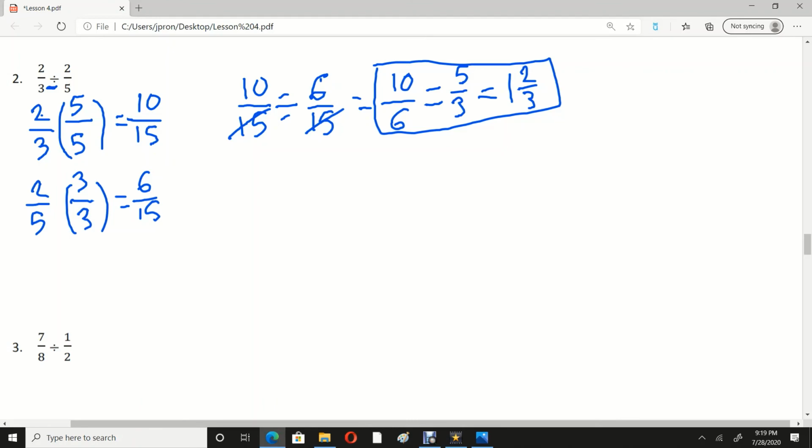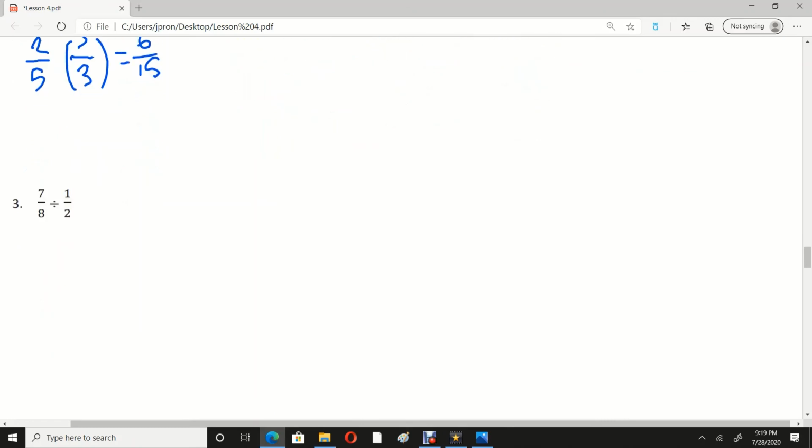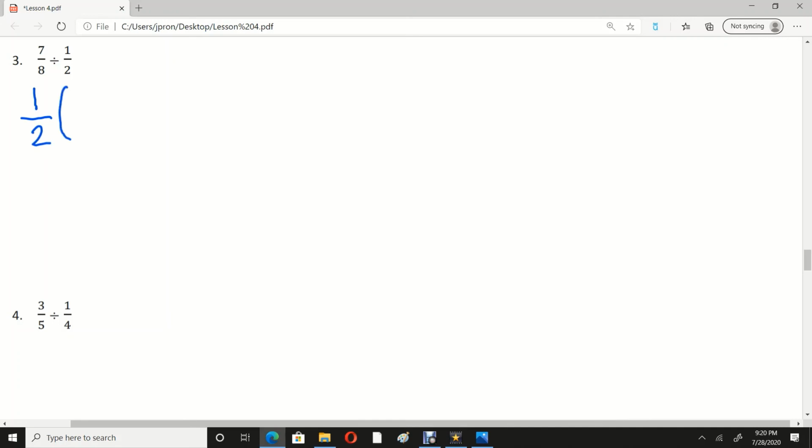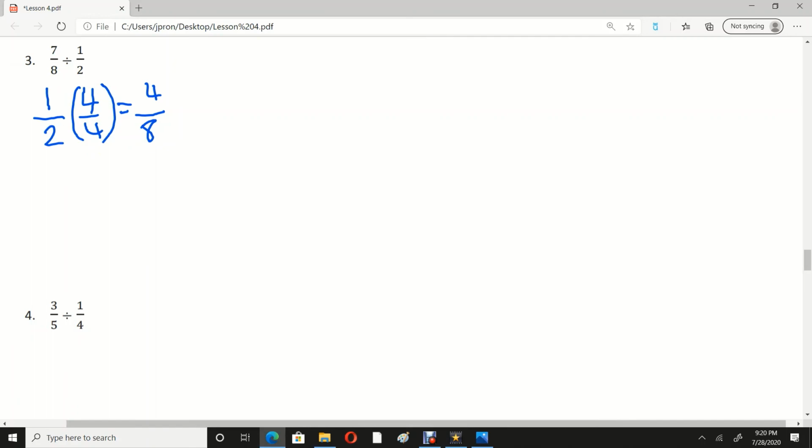All right, problem 3. Let's go down a little bit so I can have a little bit more room to work. All right, so we have 7/8 divided by 1/2. We want these to have common denominators. 2 is a factor of 8. I know I can multiply 2 times 4 to give me 8, so why don't I just change 1/2 into a denominator of 8. So we'll multiply each part by 4. 1 times 4 is 4, 2 times 4 is 8. So 4/8 is equal to 1/2. Everybody agree with that? 4/8 is equal to 1/2? Great, great. I'm glad we don't have any complaining about that.